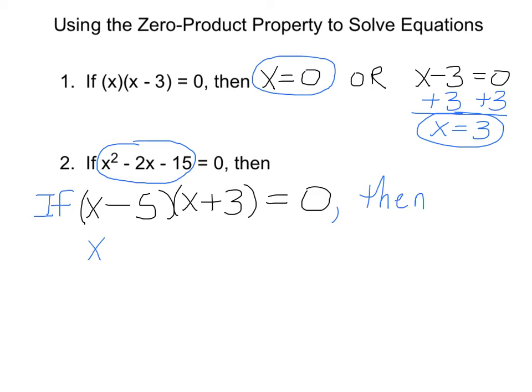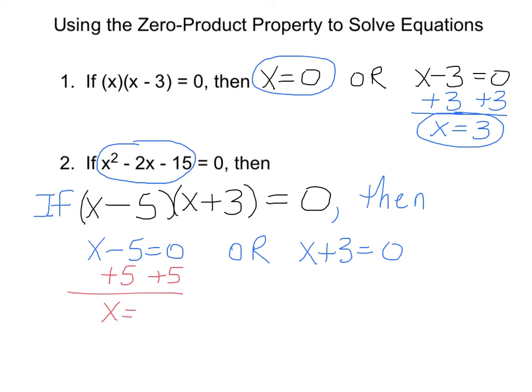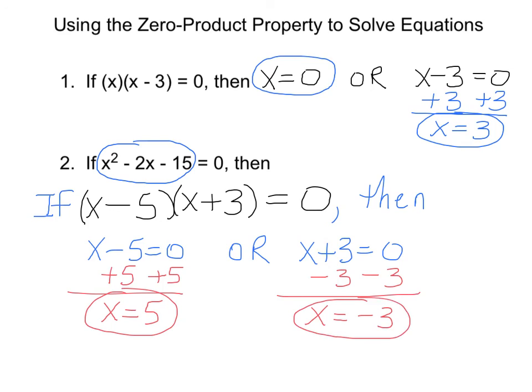Well, I know that the number represented by x minus 5 has to be 0, or I know that the number represented by x plus 3 has to be 0. And then just make sure you solve these equations. I'm going to have to add 5 to both sides, so I would get x equals 5 as one of my answers. And in this other one, I'm going to subtract 3 from both sides, so I would get x equal to negative 3. And those are my two answers for number 2.